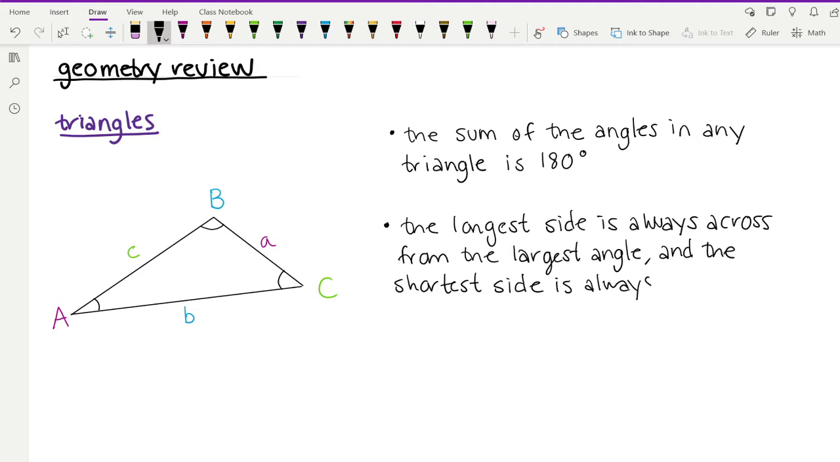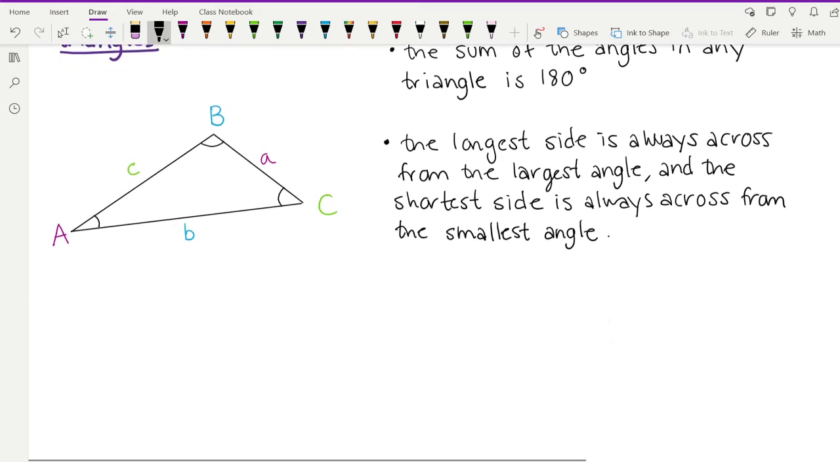And that kind of makes sense if you think about it, just looking at this example. The bigger the angle, the more it opens up and gives space for that side across from it to be bigger. Okay. You'll see later on in this class when we get into trigonometry that if you always remember that the longest side is across from the largest angle, and vice versa, that will help you make sense of some things later on.